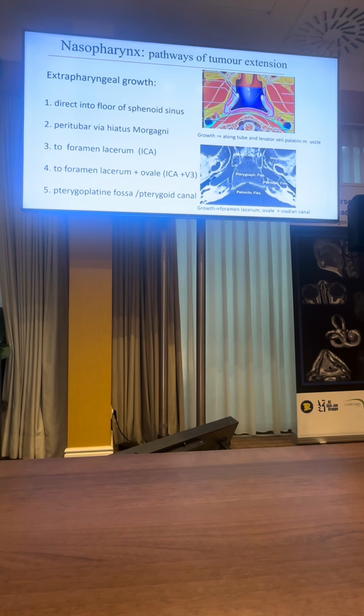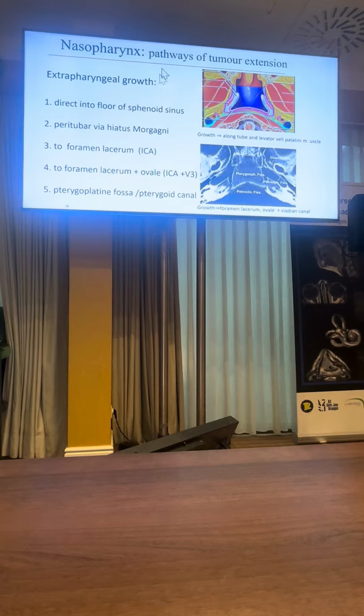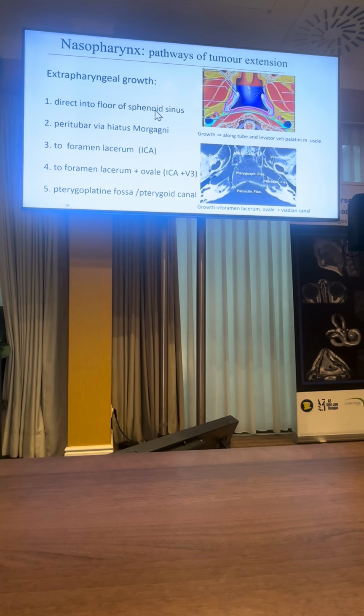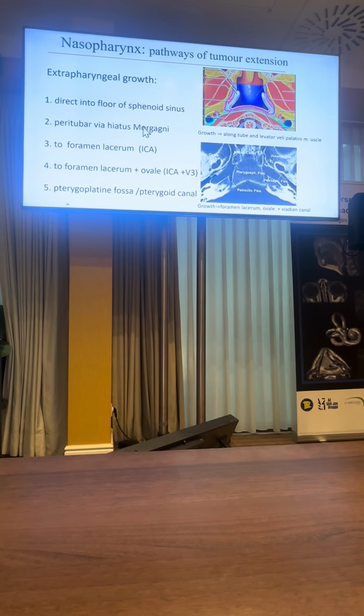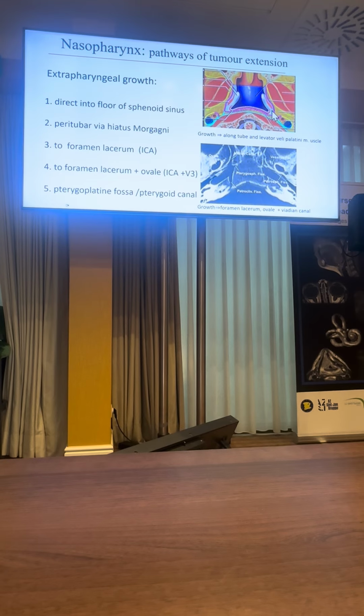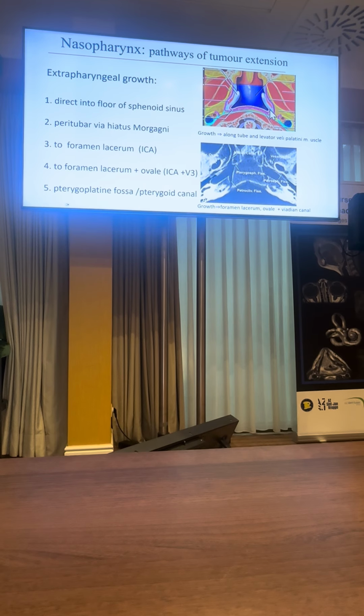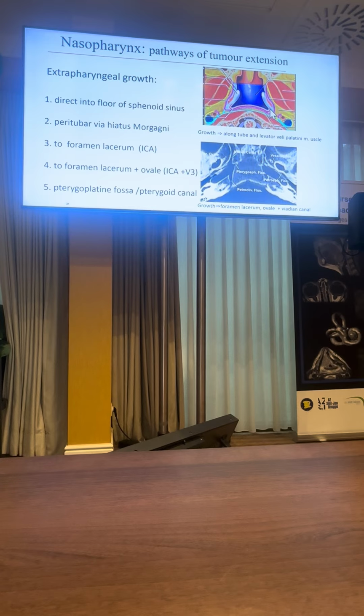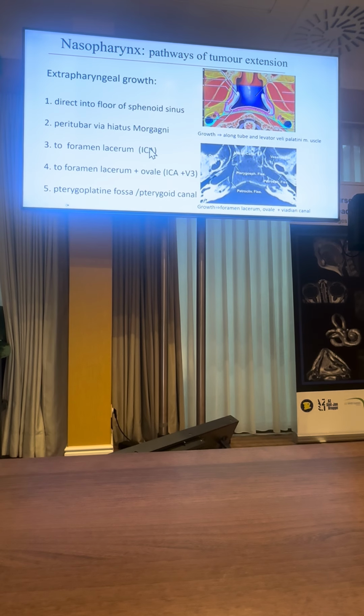Pathways of tumor extension, important to know because you see what you know. So direct, we talked about this, there's direct extension into the floor of the sphenoid sinus because this is in the roof of the nasopharynx. We have a gap in the lateral wall, which we call the sinus of Morgagni, perforated by the Eustachian tube and the levator palatini.